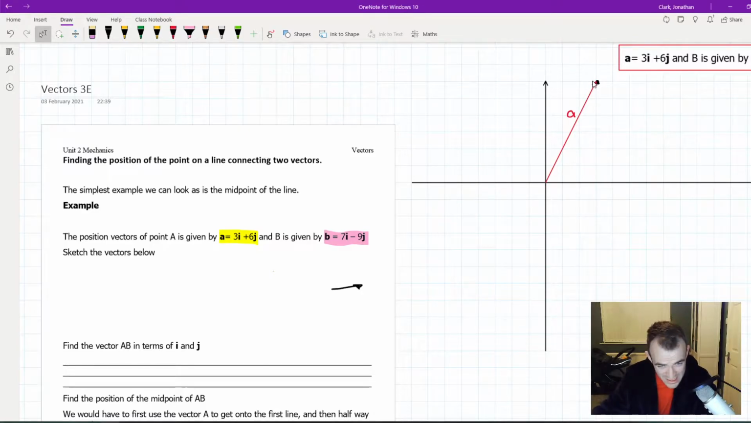And the vector B is 7i minus 9j, so I need to go 7 units across and then 9 units down from the origin. So let's do that. 1, 2, 3, 4, 5, 6, 7, and then 9 down. 1, 2, 3, 4, 5, 6, 7, 8, 9. So that's the vector B.